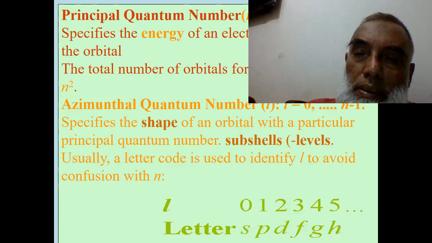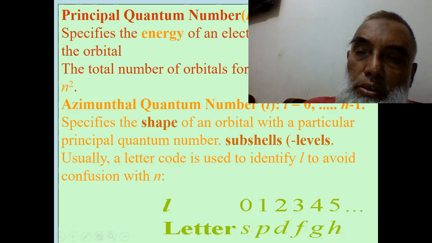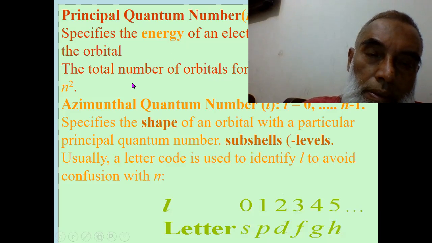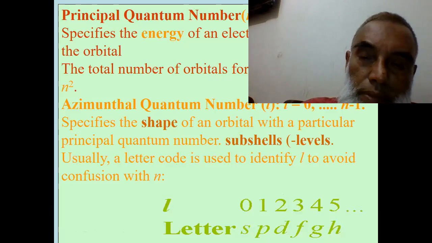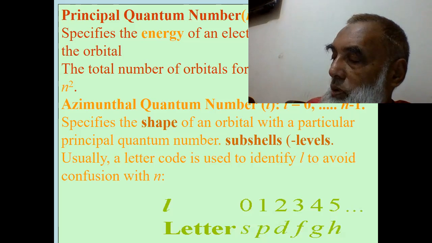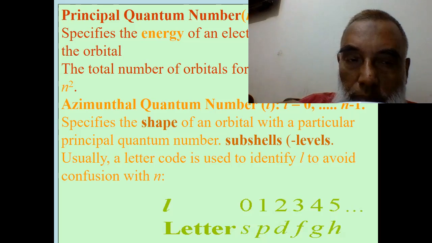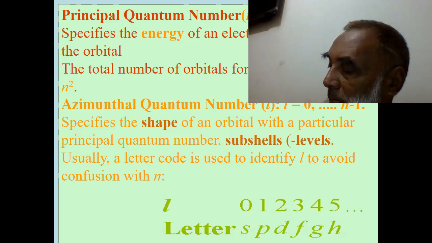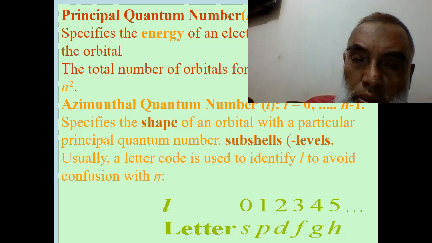The principal quantum number is expressed by digits 1, 2, 3, and it specifies the energy of the orbital. The total number of orbitals in a given orbit is n square. For example, in orbit number 1 there is only 1 orbital, for principal quantum number 1.